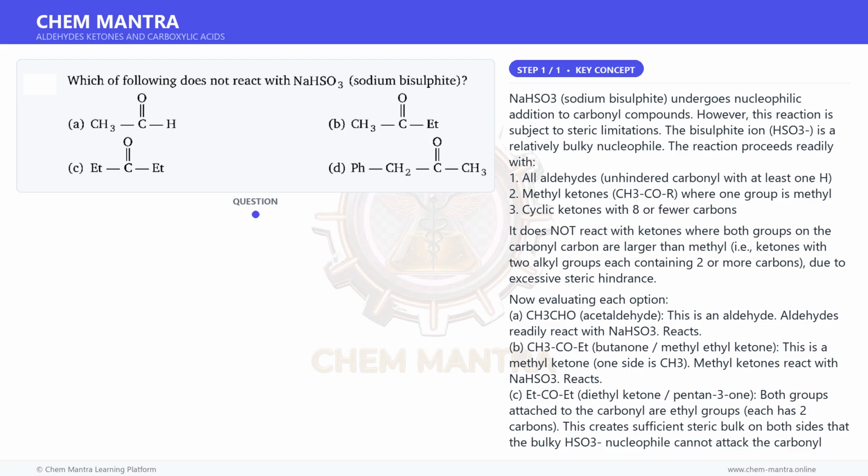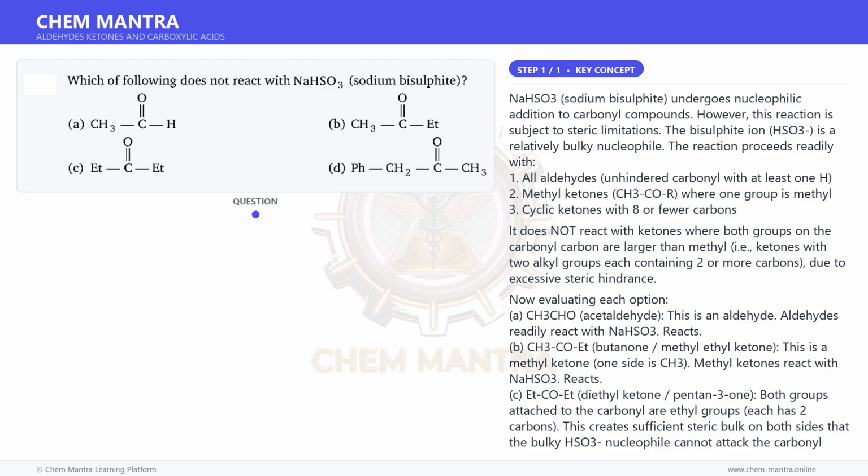D. PhCH2-CO-CH3, phenylacetone. One group is CH3, methyl, so it qualifies as a methyl ketone. Despite the PhCH2 group on the other side, since one substituent is methyl, NaHSO3 can react with it.